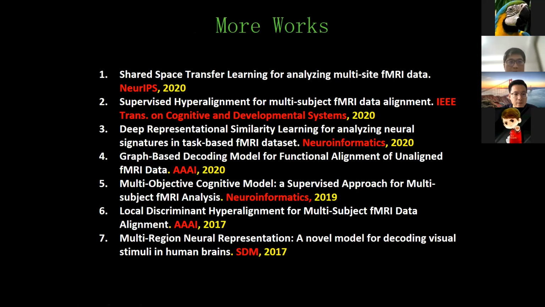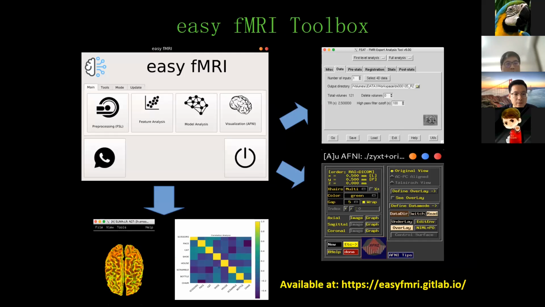And we also have some other related works on brain decoding. For example, last year we proposed shared space transfer learning for multi-site fMRI datasets. Okay, and we also developed an fMRI toolbox, and in this software we have some functions, for example, feature analysis, model analysis, and visualization. And this software is open source.